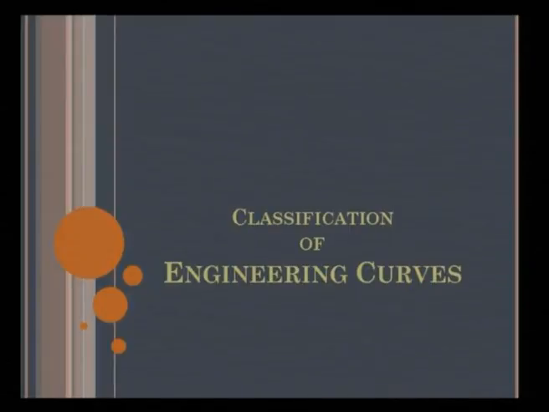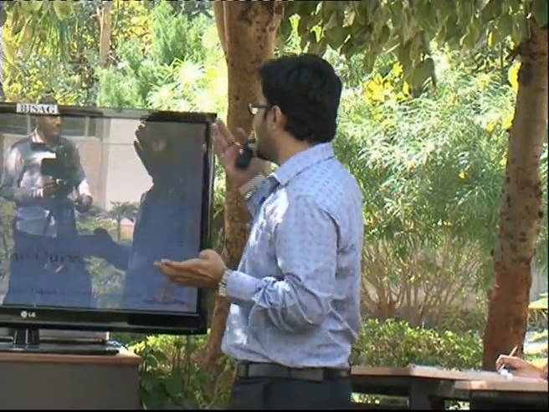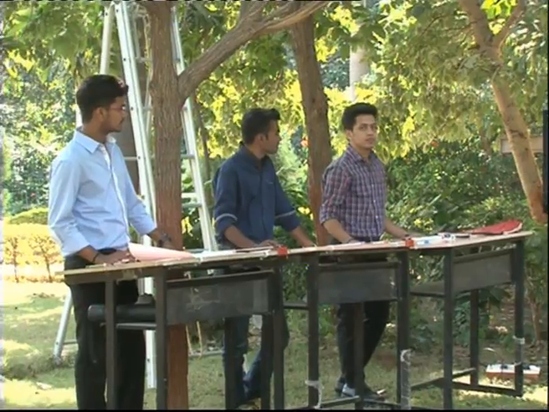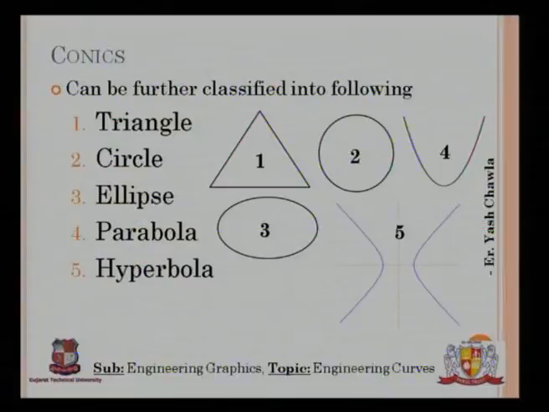So first of all, let us understand the different types of curves that are available with us. We have conics, we have cycloidal curves, then we have involute, we have spiral, we have helix, we have sine and cosine curves. So now what we are going to do is, each and every single curve we are going to try and understand how these curves are there. So the first is conics.